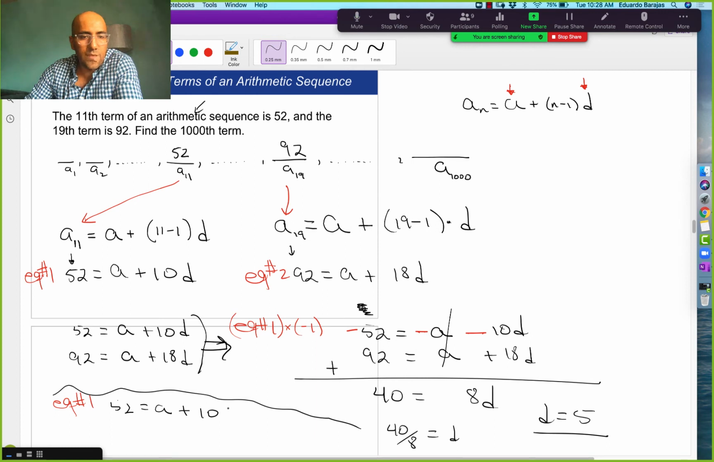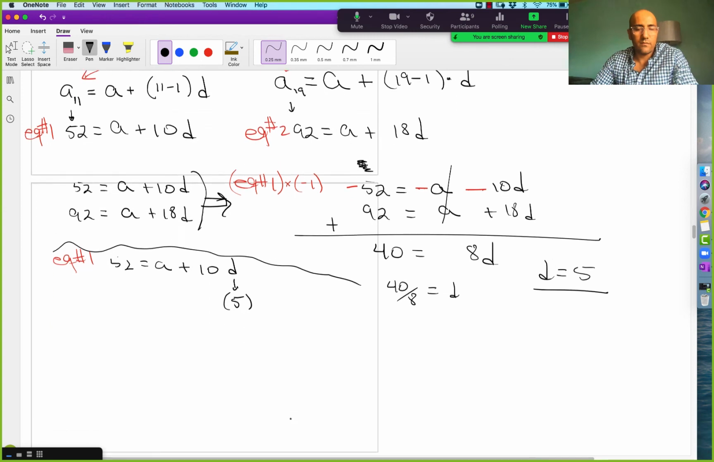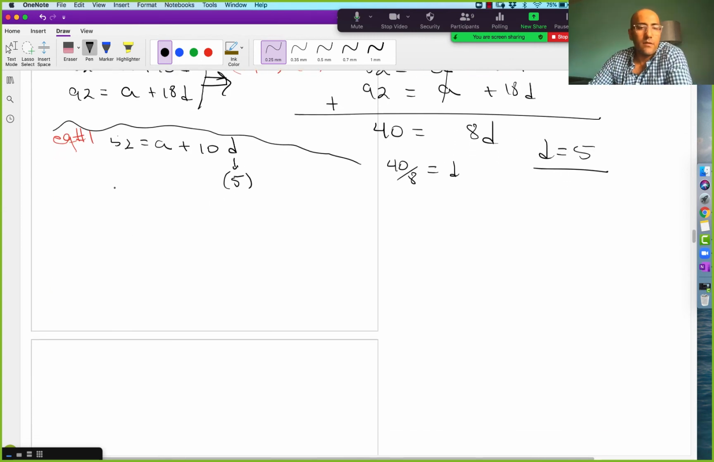Plus 10d, but now I know that the d is actually a 5. Plugging this d in there, I get that 52 is equal to a plus 10 times 5, which is 50. So 52 equals a plus 50, and therefore 52 minus 50 equals a, so a equals 2. Now I've got everything we needed, right?